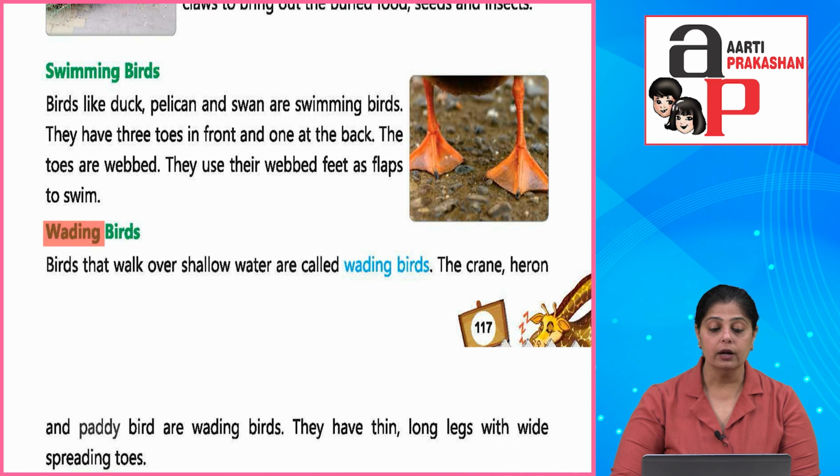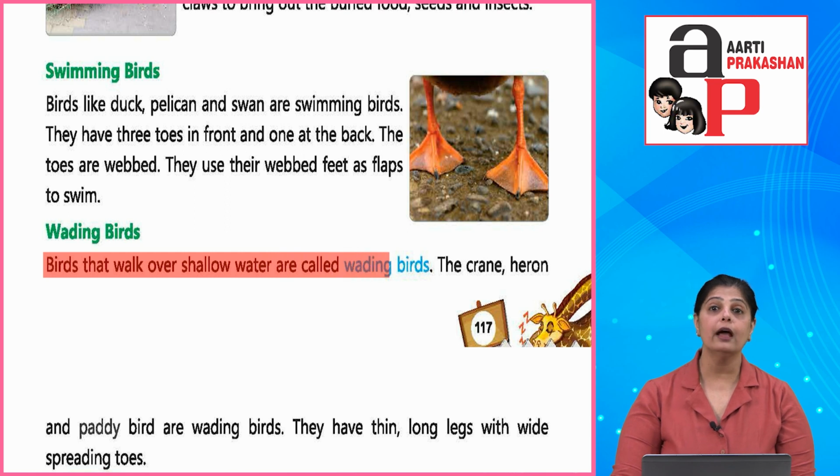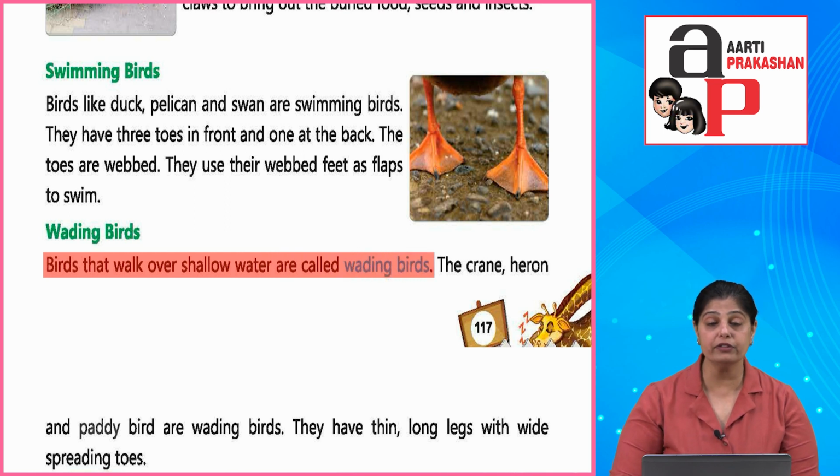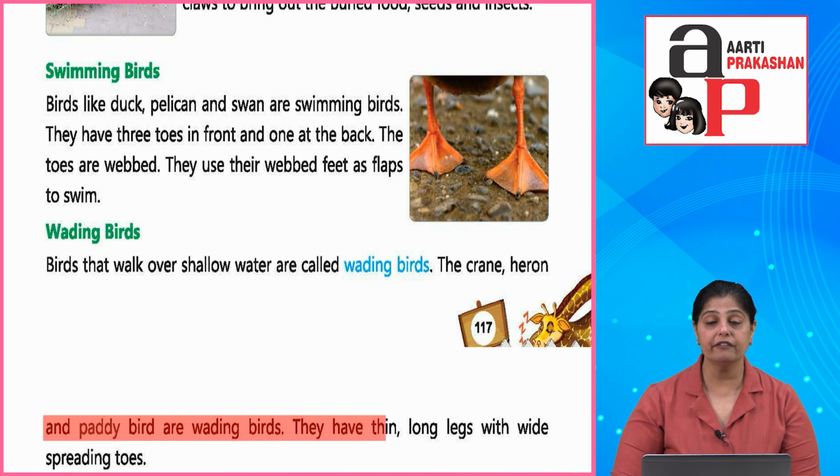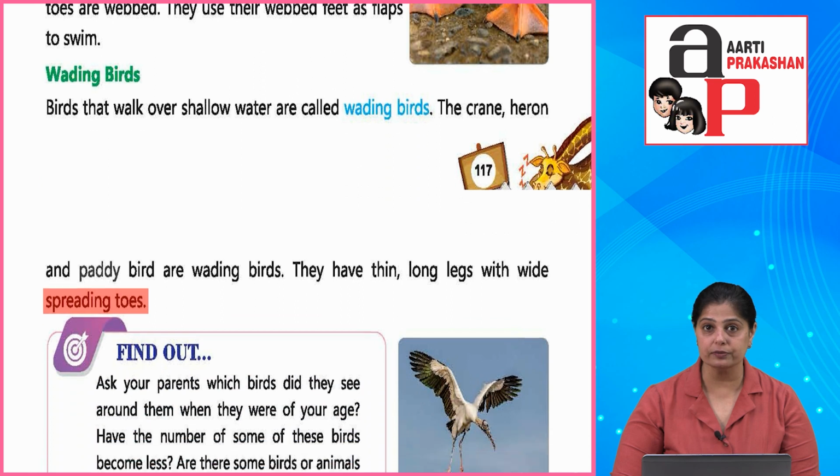Okay, now wading birds. What are wading birds? The birds that walk over shallow water. They are called wading birds, and some of these birds can stand on 1 foot. Okay, the crane, heron and paddy birds are wading birds. They have thin, long legs with wide spreading toes.